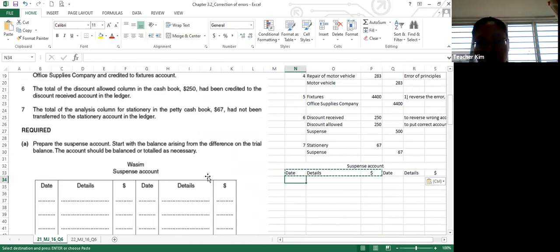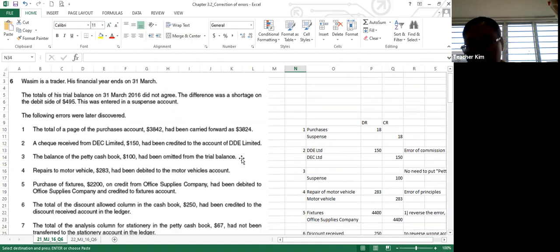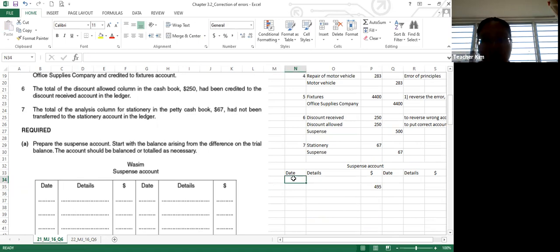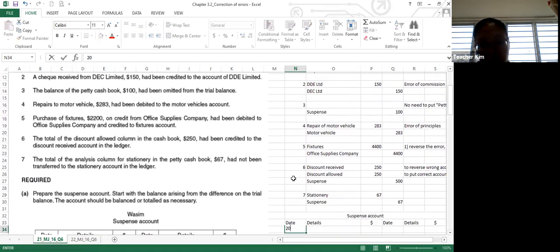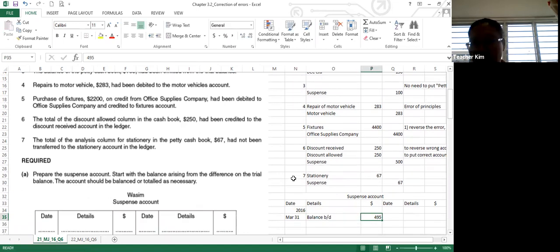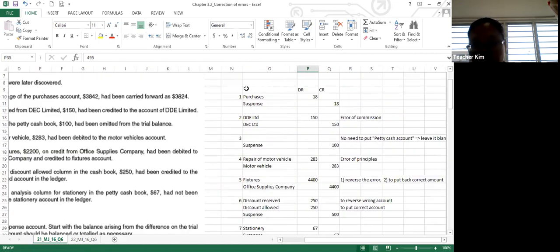The beginning of the question says that they have a 495 shortage on the debit side, so the suspense account is on the debit side, 495. The account is on the date of 2016 March 31st. Balance. And then we put in all the accounts from the trial balance.